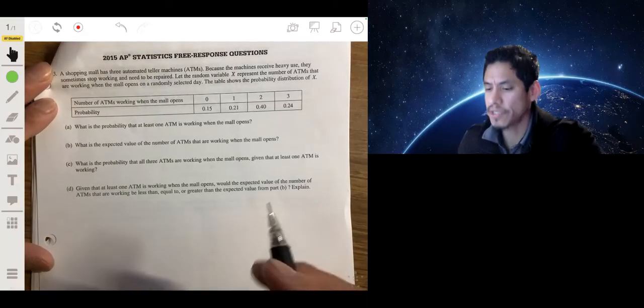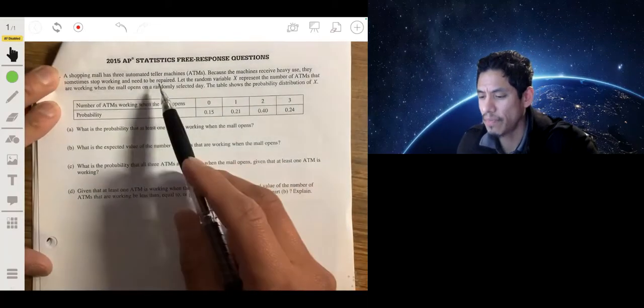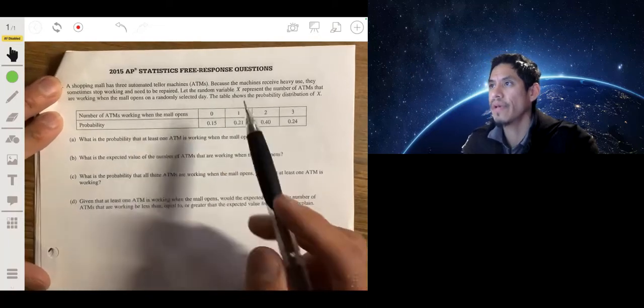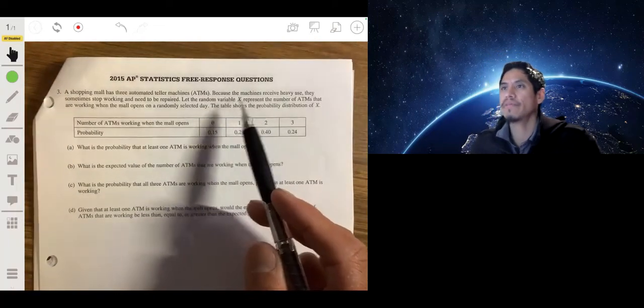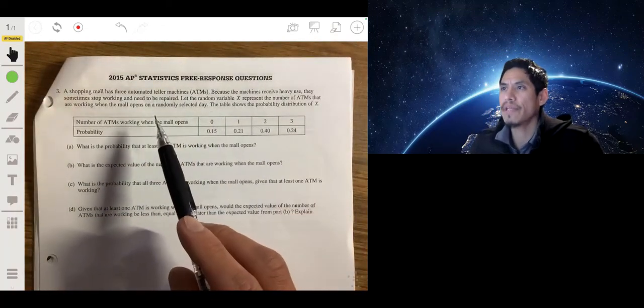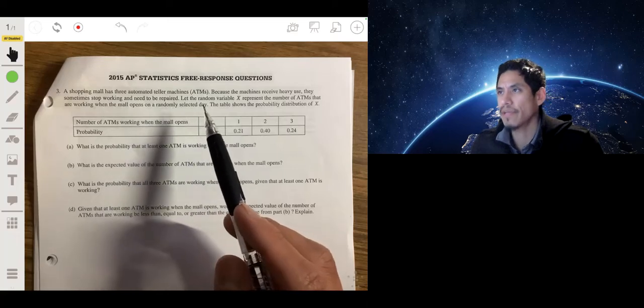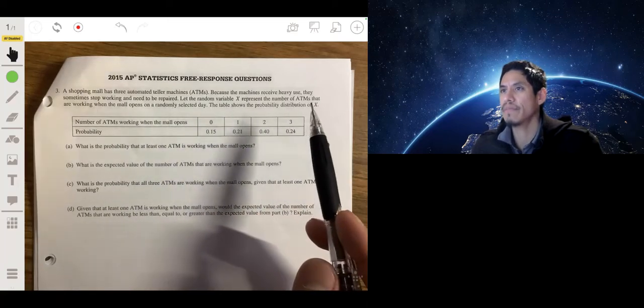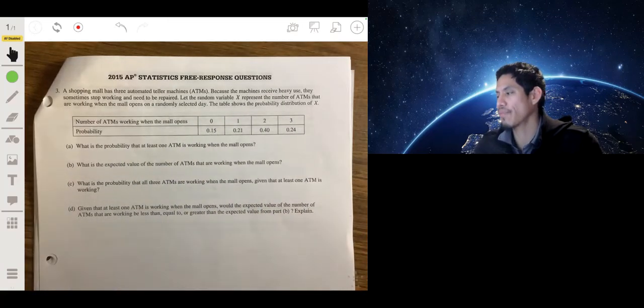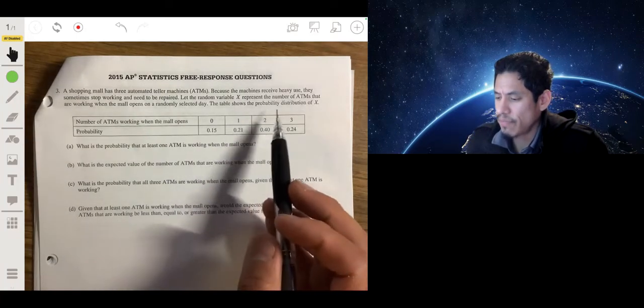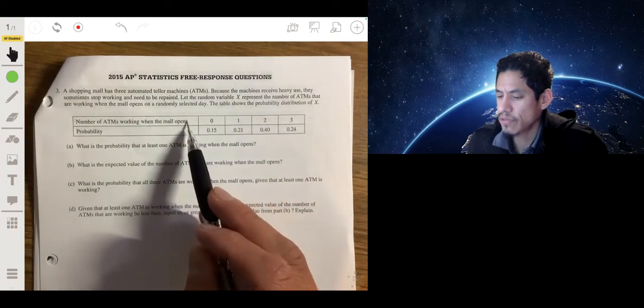All right, here we have a shopping mall that has 3 automated teller machines. Because the machines receive heavy use, they sometimes stop working and need to be repaired. So we're going to let the random variable x represent the number of ATMs that are working when the mall opens on a randomly selected day. This table shows the probability distribution of x.